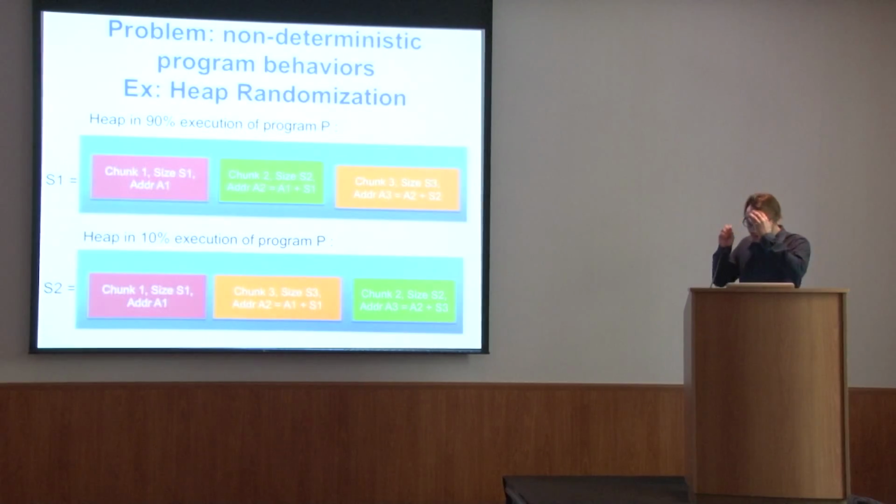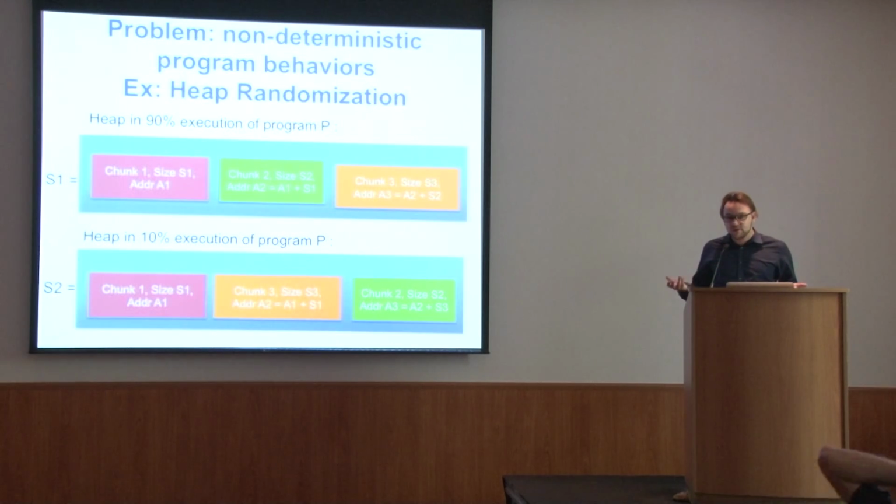Okay, so the problem of SAT solvers, SMT solvers, is that they model very deterministic behaviors of programs. It's very hard, and not natural, to model non-deterministic behaviors of programs using an SMT solver. An example of non-deterministic behavior of a program is the heap, especially in the presence of heap randomization.